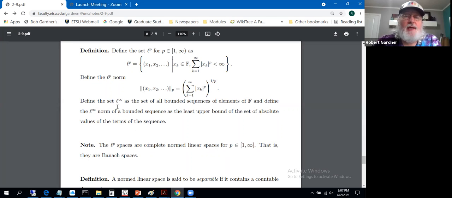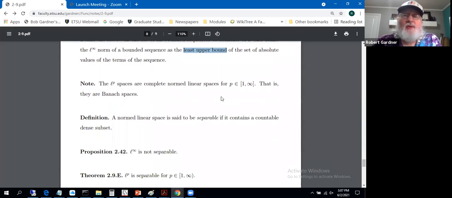What we'll do for the L infinity, because I glossed over that, we'll simply take as the L infinity norm the least upper bound of the set of absolute values. So that'll be the norm. L infinity will consist of all sequences that are bounded in that sense. So least upper bound of the set of absolute values of the terms in the sequence, bounded sequences, are what's in L infinity. And the norm of a sequence is that least upper bound of the absolute values.